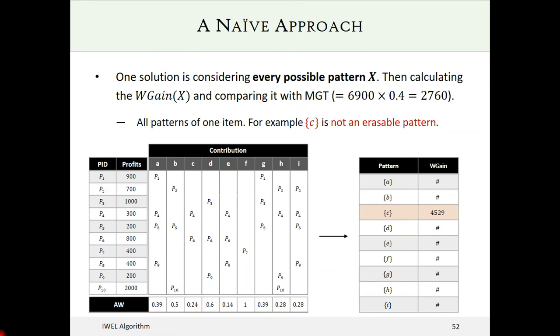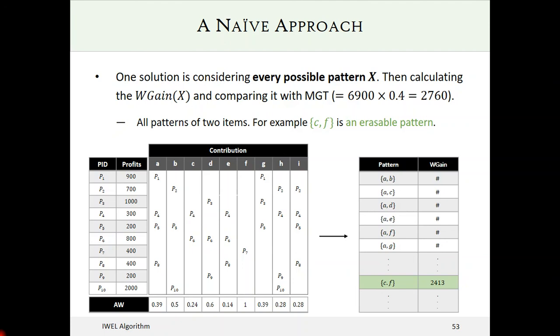To extract erasable patterns, one solution is to consider every possible pattern X, then calculate the weighted gain value of X, and finally compare it with the maximum threshold. So we can first form all patterns of one item, as you can see in the table on the right. For example, here the pattern C is not an erasable pattern because its weighted gain value is greater than the maximum threshold. Then we should form all patterns of 2 items using the domain items. For example, here the pattern CF is an erasable pattern because its weighted gain value is less than the maximum threshold.